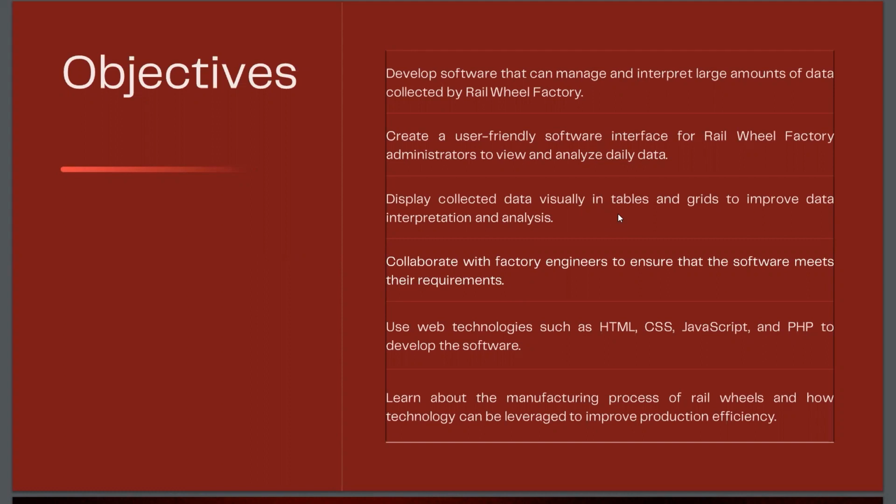To collaborate with the factory engineers to ensure that the software meets the requirements. To use web technologies such as HTML, CSS, JavaScript, and PHP to develop the software. Learn about the manufacturing process of rail wheels and how technology can be leveraged to improve the production efficiency.